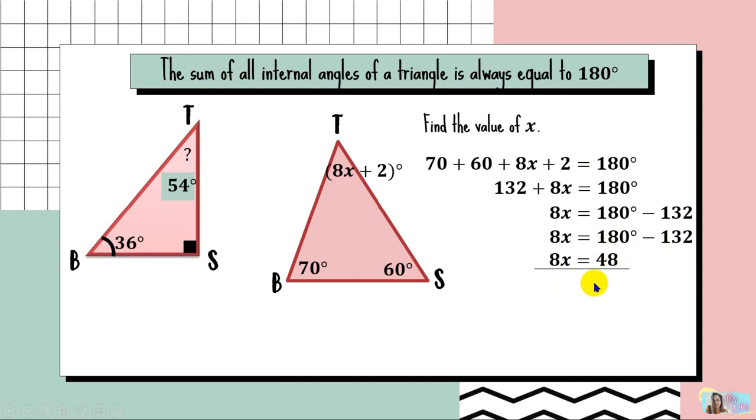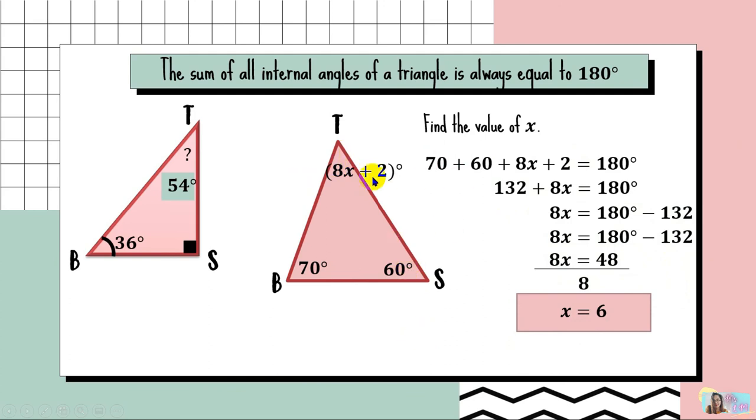Then, divide both sides by 8. So, DPE naman tayo, division property of equality, para ma-eliminate yung numerical coefficient ni x, and that's 8. So, kaya divide both sides by 8. Ang matitira na lang po as value ng x is 6. Okay? So, now, ang nawawala daw pong value ng x dito ay 6.